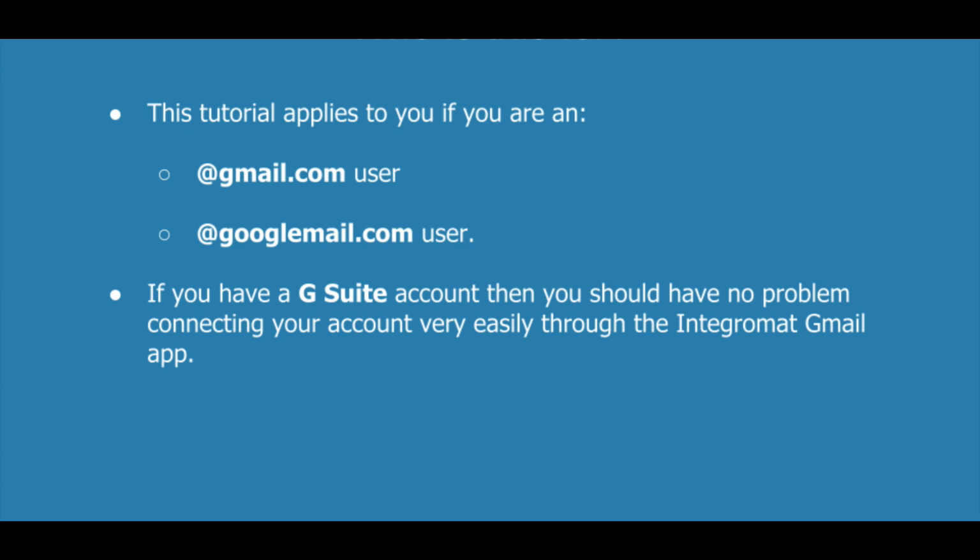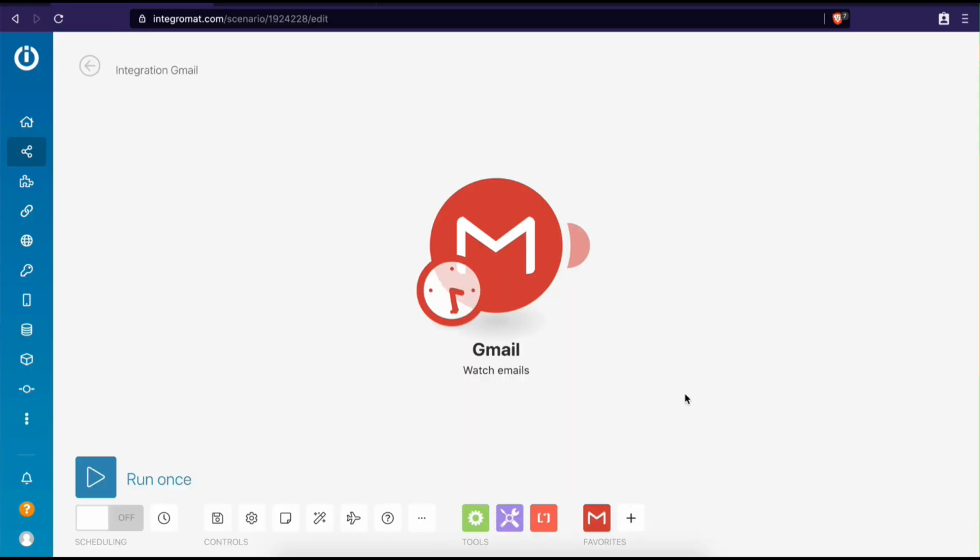If you're a G Suite account user, you should have no problem connecting your account very easily through the Integromat Gmail app. In order to make this connection possible, you will first have to create a custom OAuth client, which might sound quite complex and technical, but don't worry, this video will guide you step by step through the process.